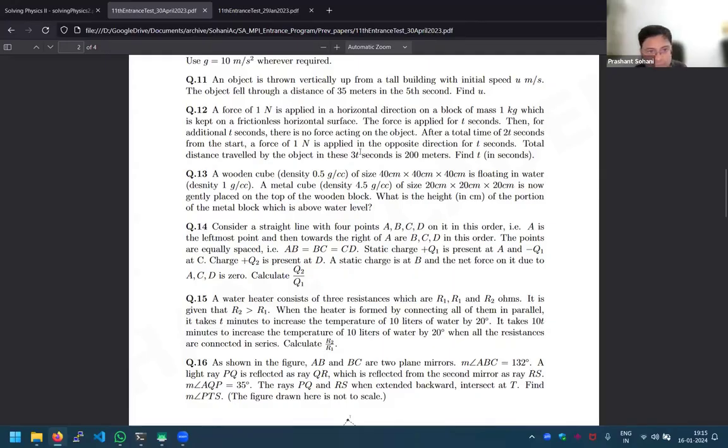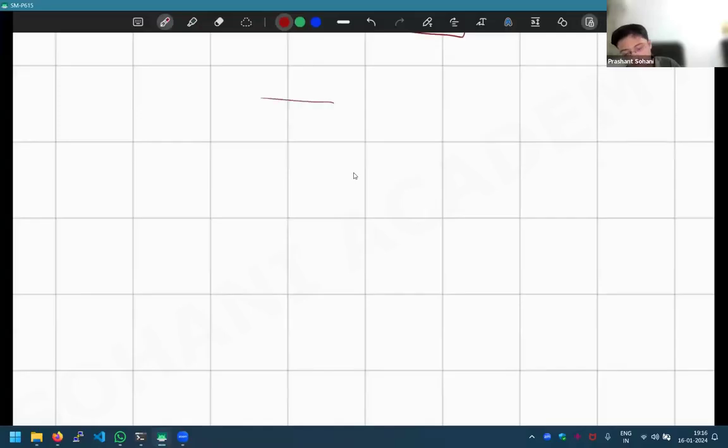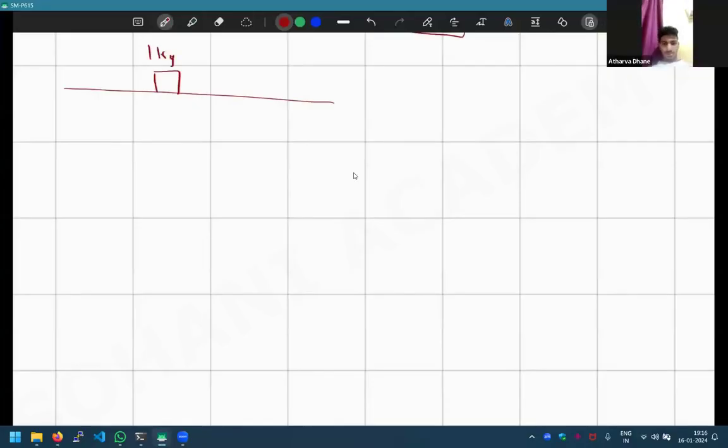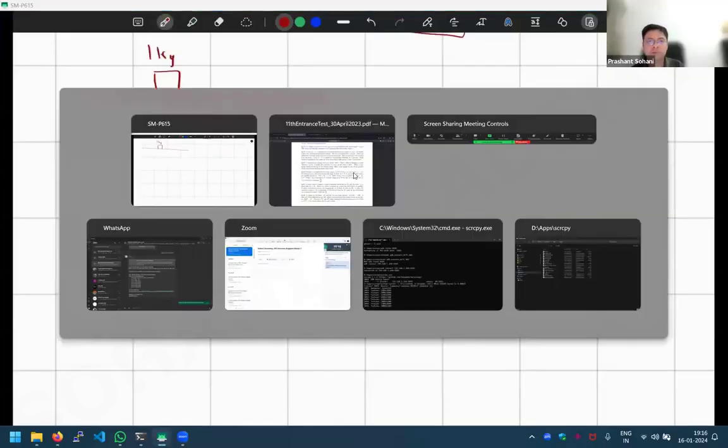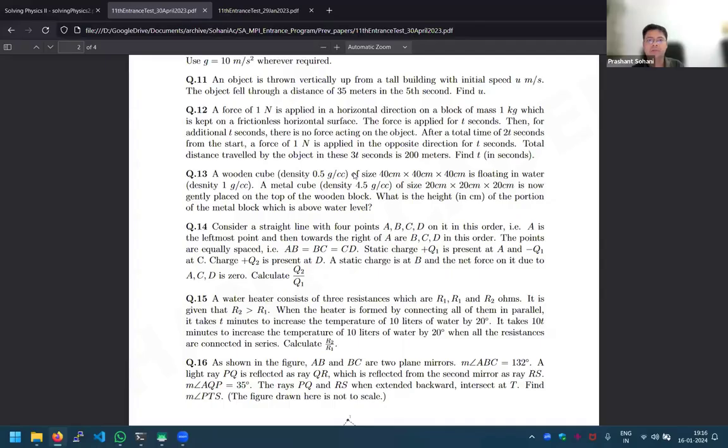Okay, so again, we should start by drawing a good diagram, so that we know exactly how the objects are placed in various parts. So we have a horizontal surface on which an object of mass 1 kg is kept. A force of 1 Newton is applied in the horizontal direction.